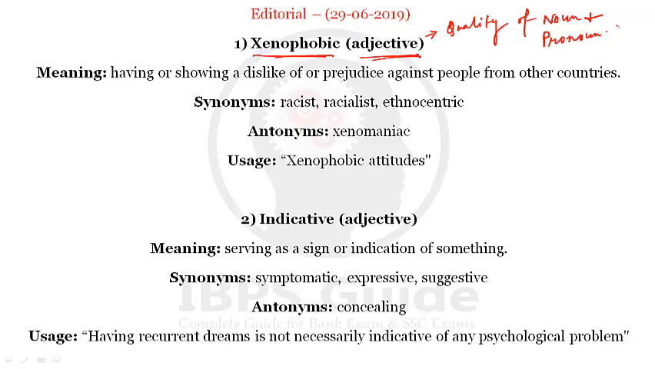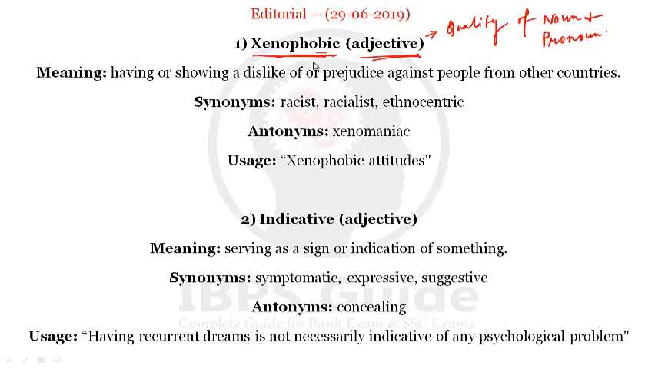Xenophobic, this phobic word means excessive fear of something. Excessive fear of something is called phobia. So xenophobic means having or showing a dislike of or prejudice against people from other countries. Matlab jab dusri countries ke people ke against hamara ek strong disliking hoti hai ya koi prejudice hoti hai, that is called xenophobia. Matlab other countries, foreign people, foreign countries se excessive fear, excessive disliking, excessive prejudice, these are called xenophobic.